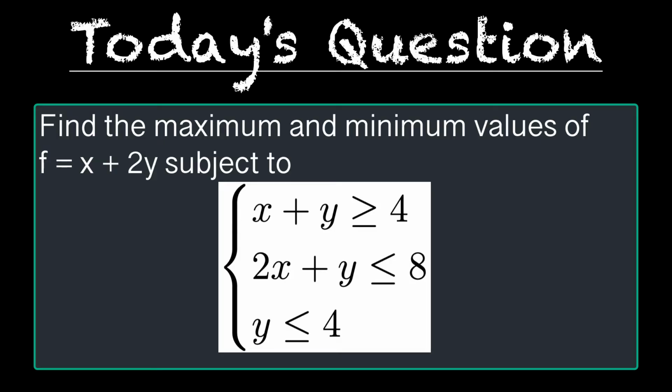The question we're working on today is, find the maximum and minimum values of f equals x plus 2y subject to x plus y is greater than or equal to 4, 2x plus y is less than or equal to 8, and y is less than or equal to 4.